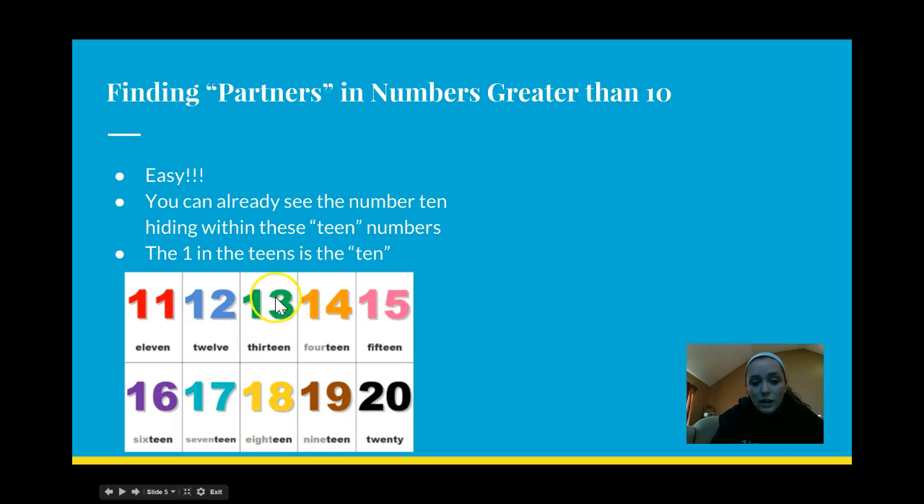The 1 and the 3, so it's 10 plus 3. 14 would be 10 plus 4. 15 would be 10 plus 5. And they are all one pair of partners that are in each of these numbers. And you can do that all the way up to 20.